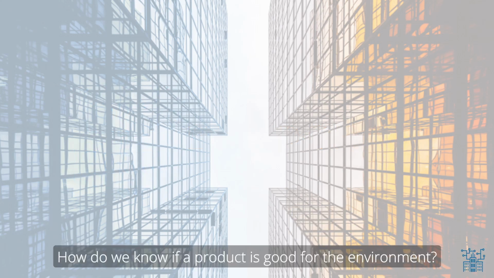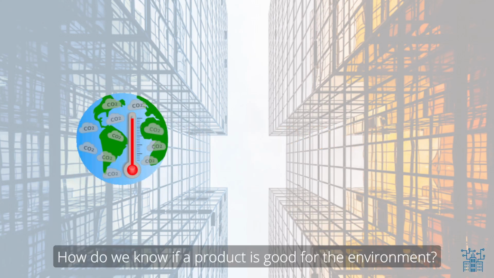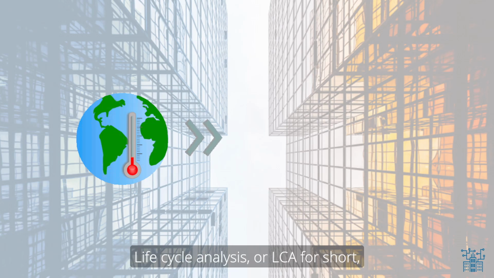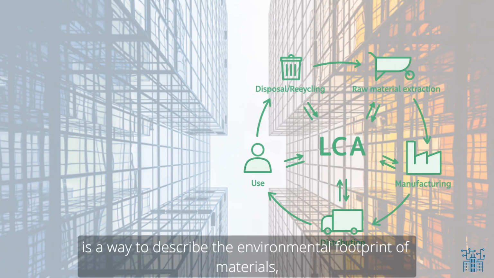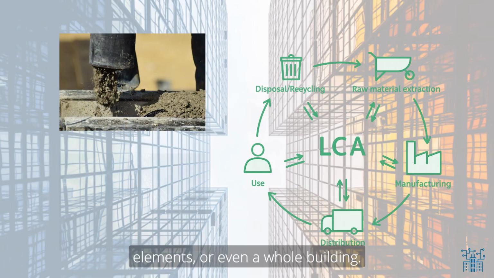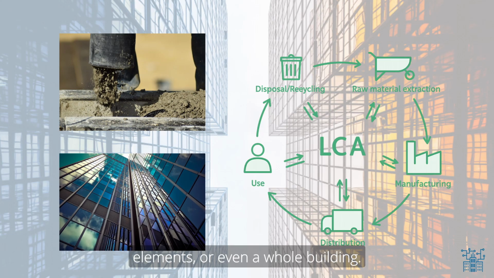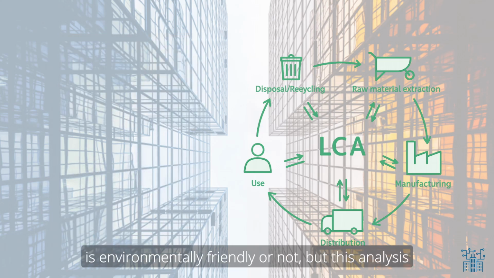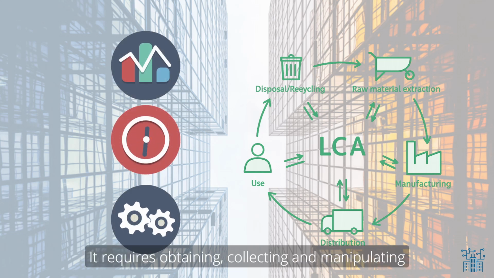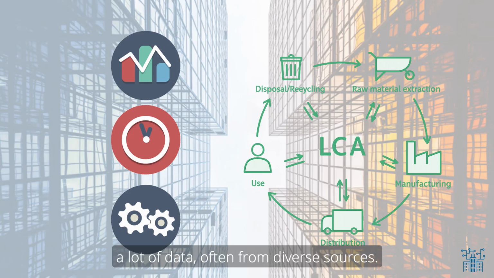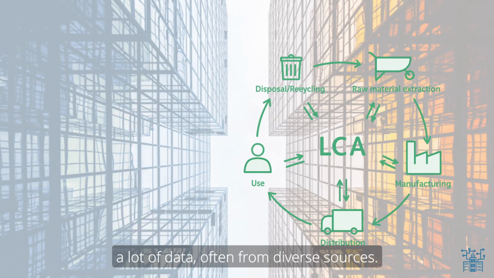How do we know if a product is good for the environment? Life cycle analysis, or LCA for short, is a way to describe the environmental footprint of materials, elements, or even a whole building. This analysis tells us whether the product is environmentally friendly or not. But this analysis is complex and time-consuming. It requires obtaining, collecting, and manipulating a lot of data, often from diverse sources.